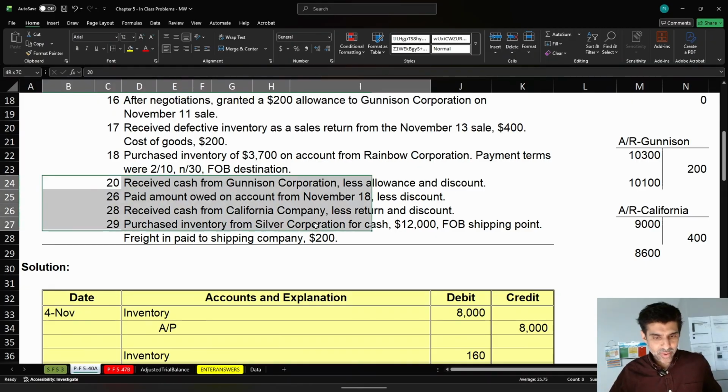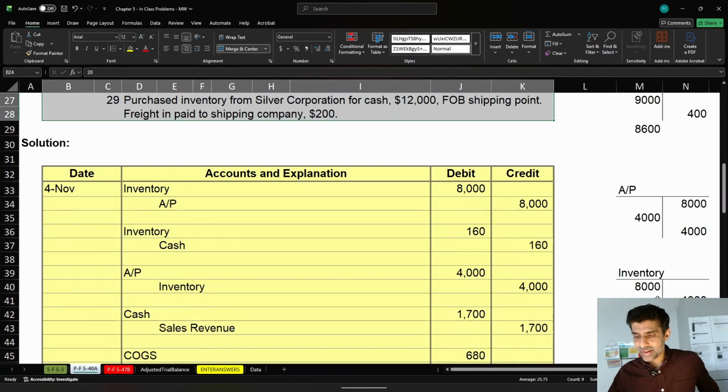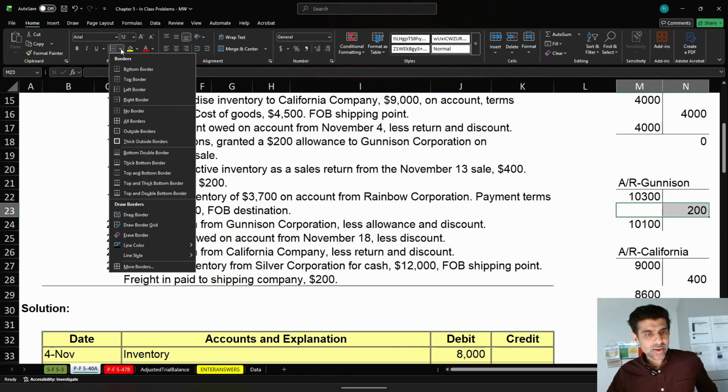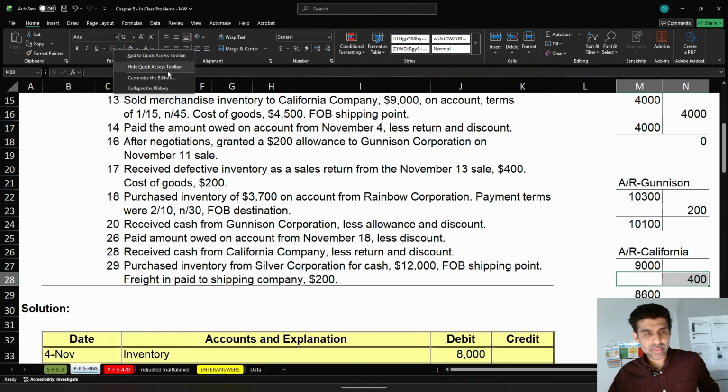All right. So now there's a bunch of payoffs. I just want to make sure that you have a chance to try this on your own. As you can see here, like Gunnison, this is my account receivable. So when you calculate the discount, it's going to be on this 10,100, not on this 10,300. Same thing with California. The discount is going to be on this 8,600.